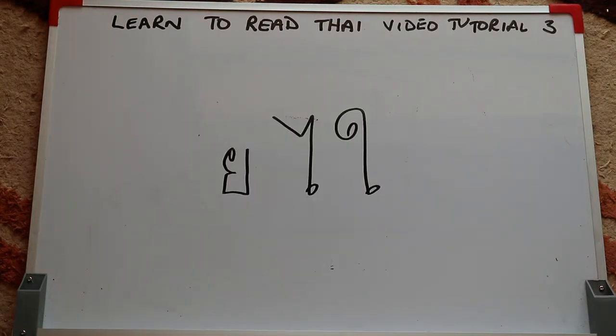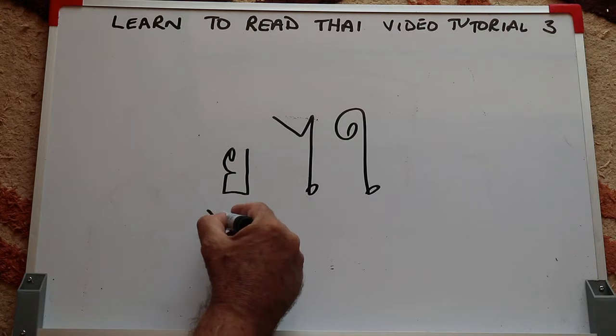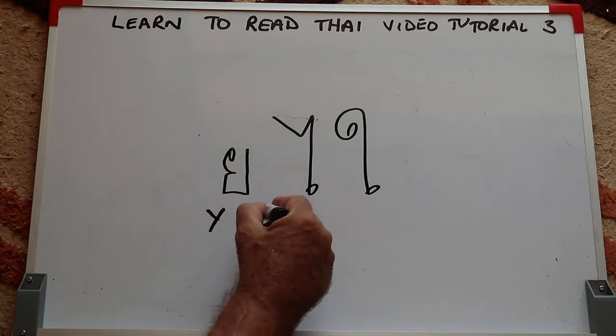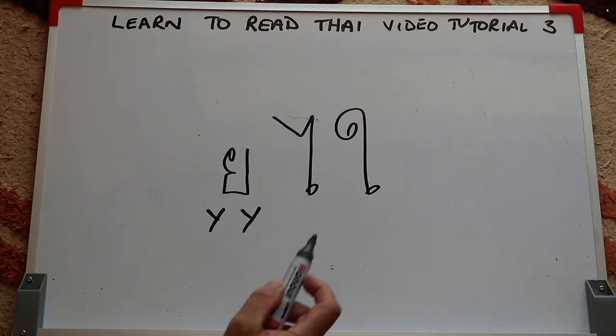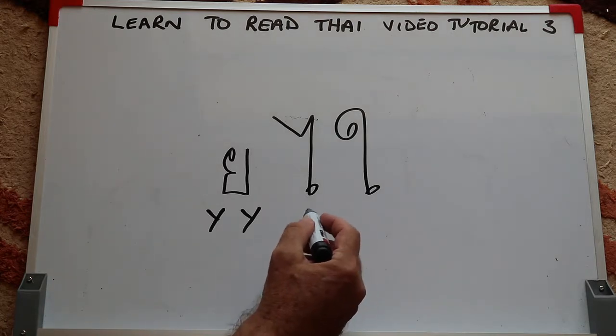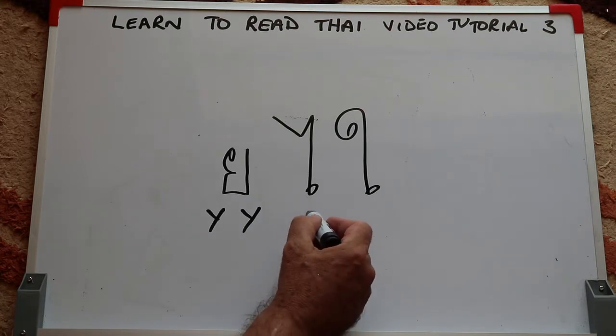Also today, I'm going to introduce a consonant that makes a Y sound. This one here, Y as an initial, Y as a final. And this one is known as Yor Yak, which means giant.